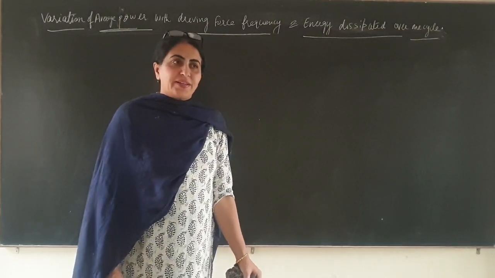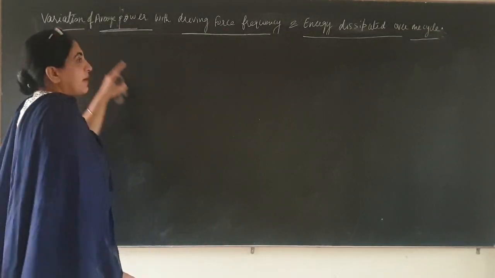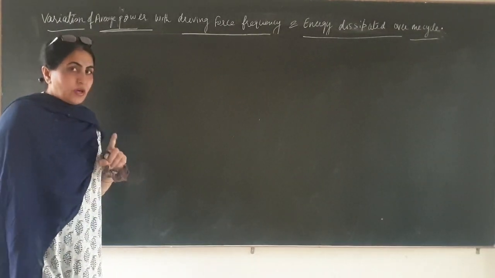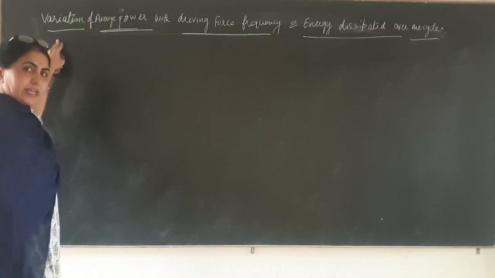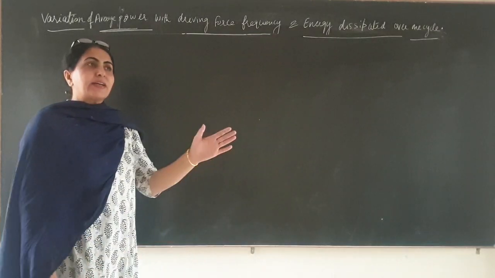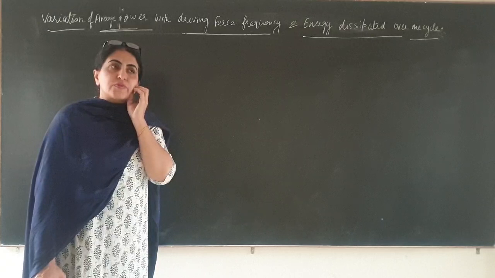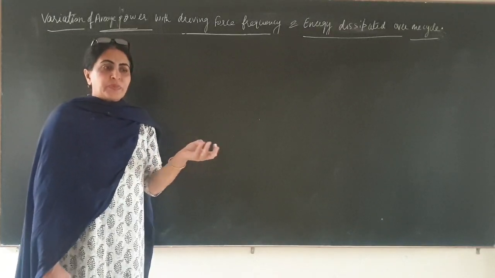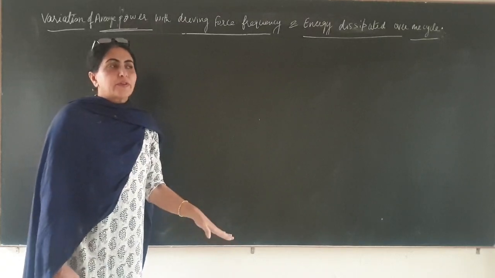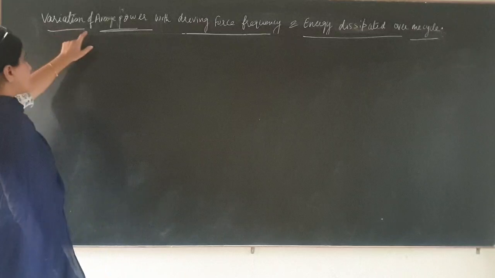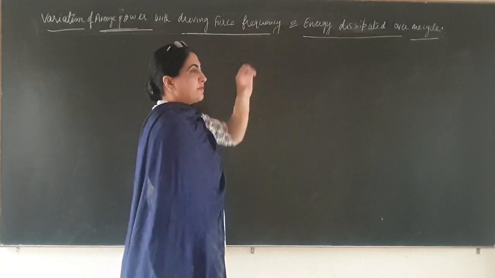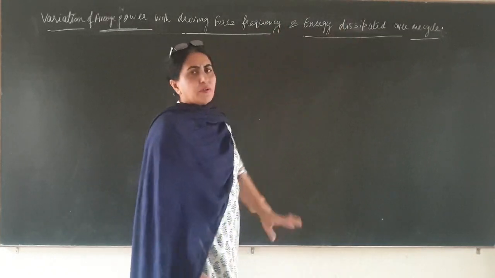Our next topic is average power. We have done in the previous lecture average power in a forced mechanical oscillator. Now we will vary this power with the driving force frequency, as we have done in the previous lecture for the variation of phase difference, velocity, acceleration and displacement with the driving force frequency. Now we will discuss variation of average power with the driving force frequency, and also a very short topic, that is energy dissipated over one cycle.